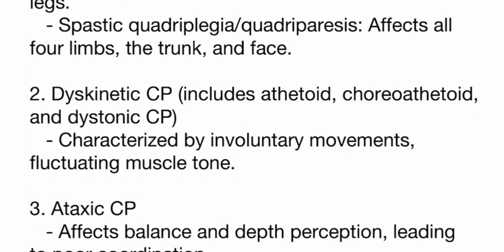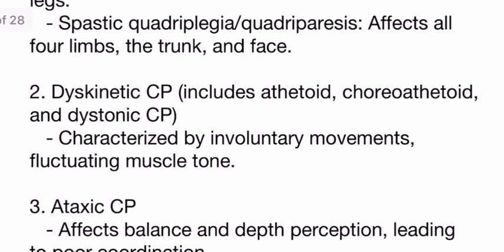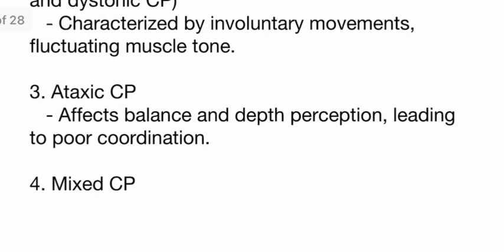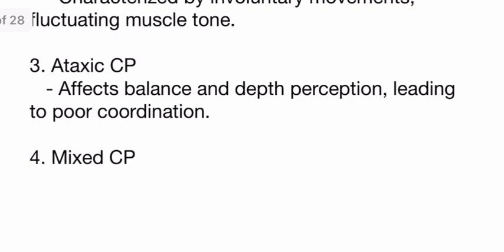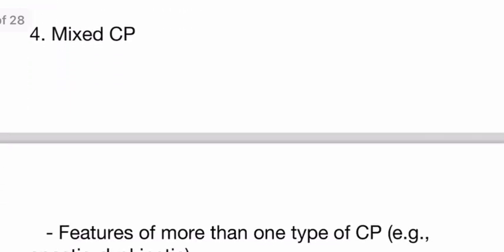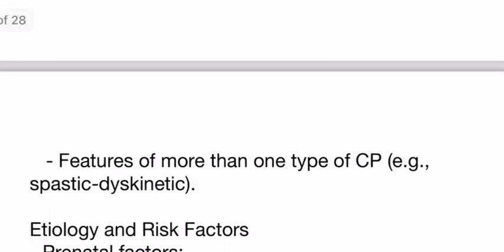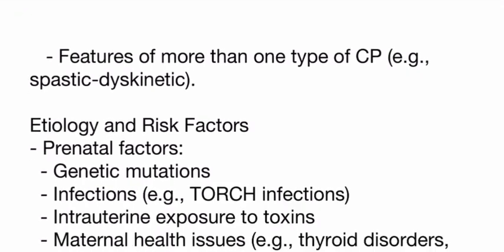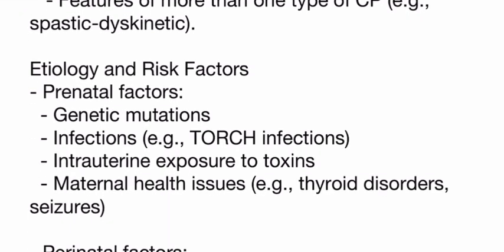Then you can have the dyskinetic CP. This one is characterized by involuntary movements and fluctuating muscle tone. Then you can have ataxic CP. This one affects balance and depth perception, leading to poor coordination. Then you can have the last type, which is mixed CP. This one includes both spastic and dyskinetic features.